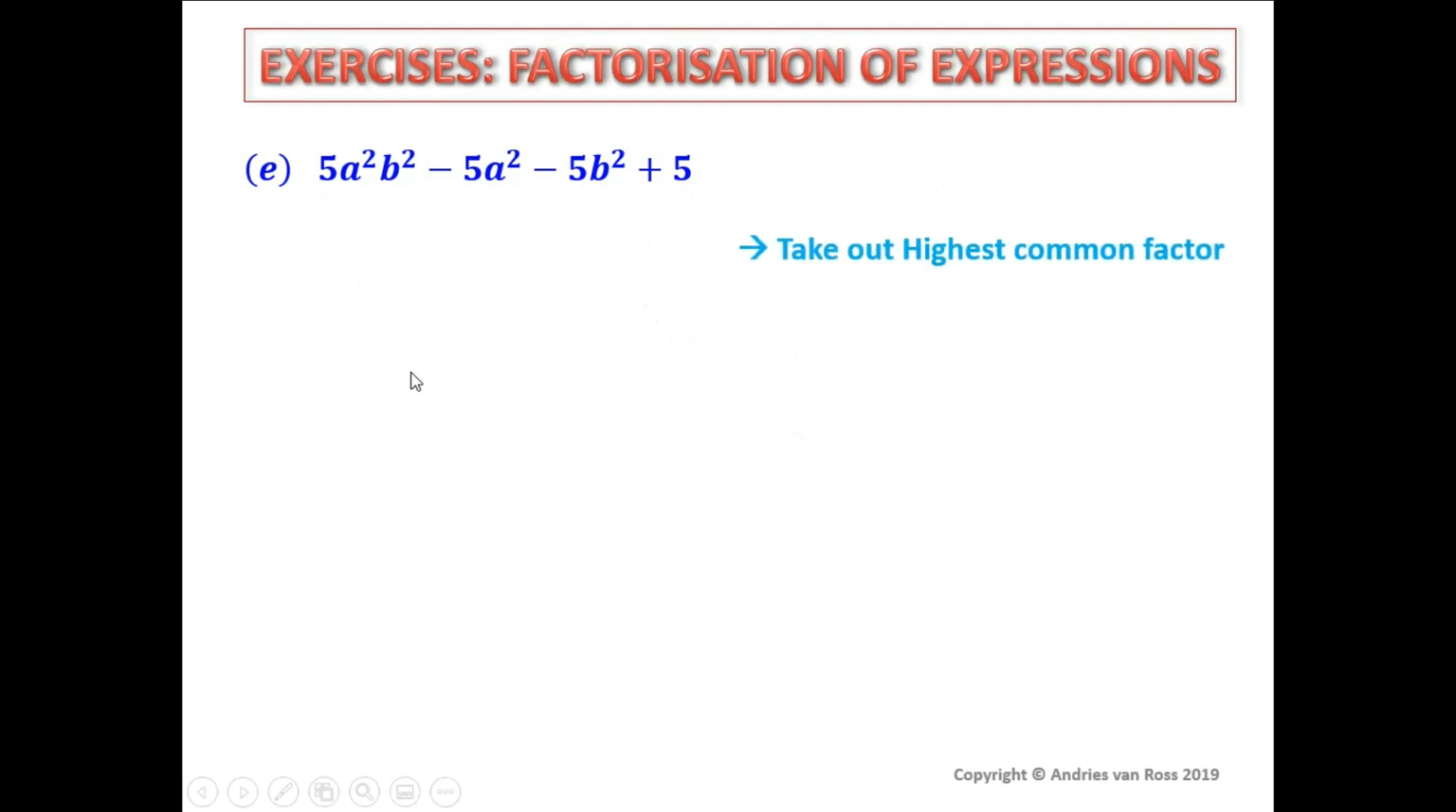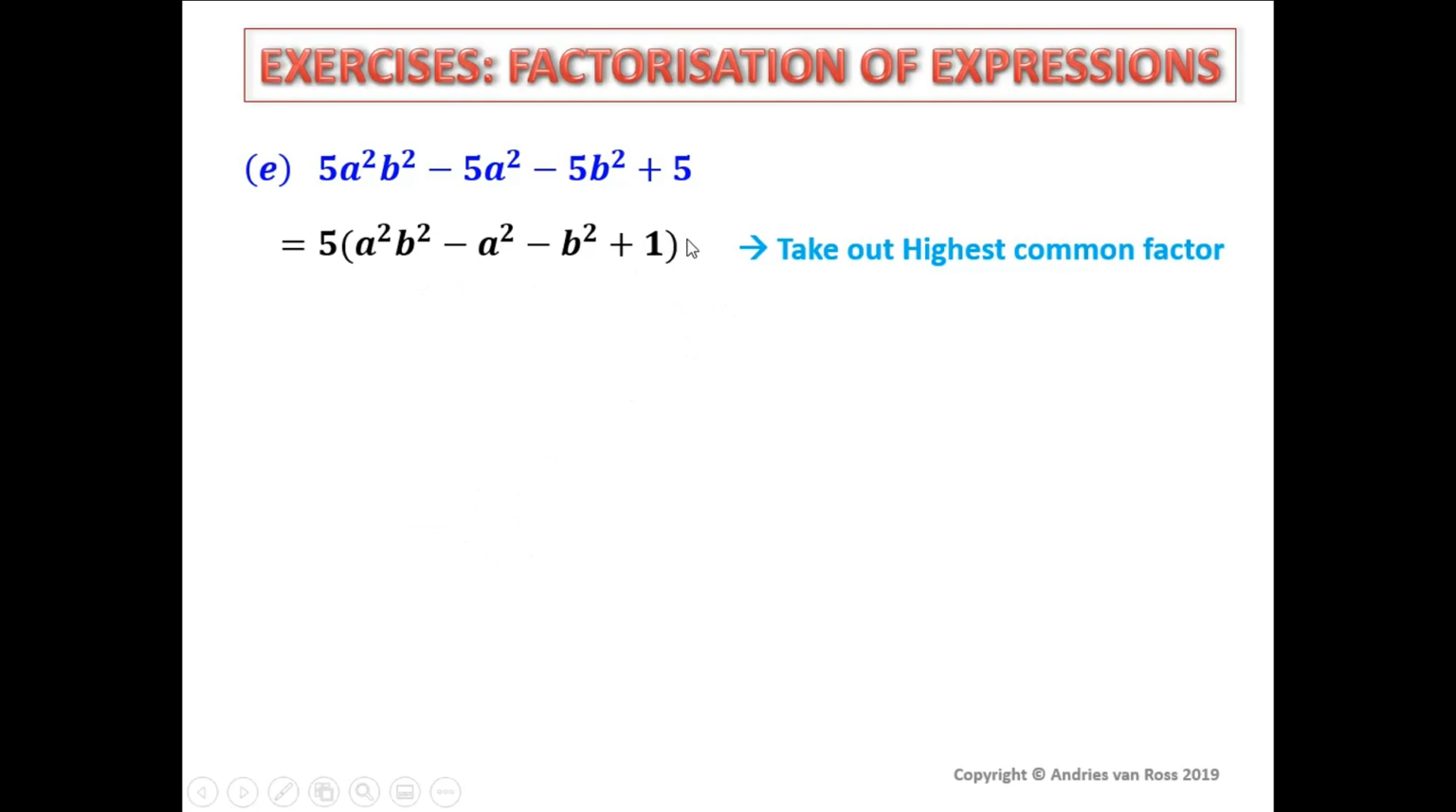So we can take it out from all the terms, and we see now we've got 5, and then inside what are we left with? The first term we've got left there is a squared b squared, minus the second term a squared, and then what's left from the third term, b squared. And here we've got 5 goes into 5 once, so that's 1. So that's what we have left there.